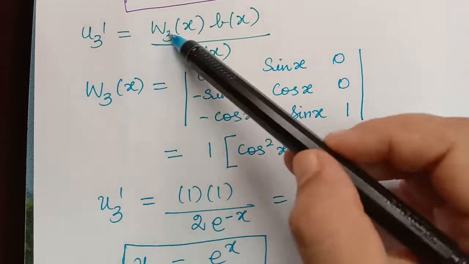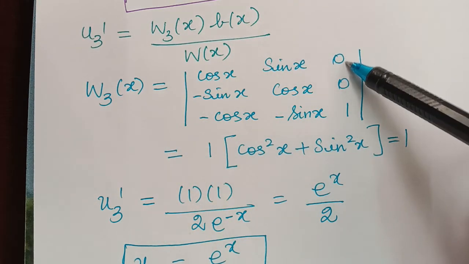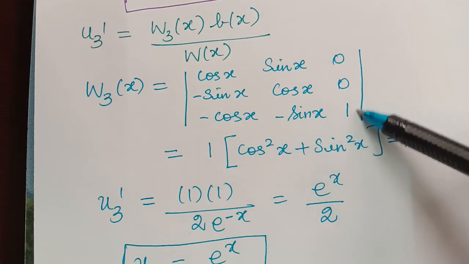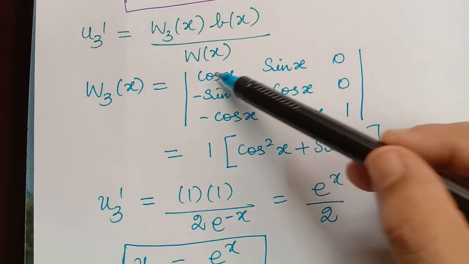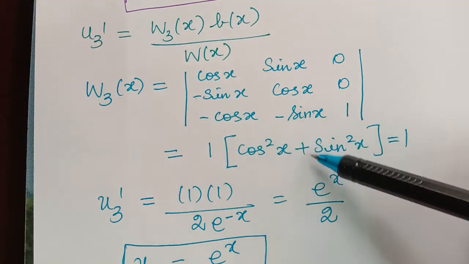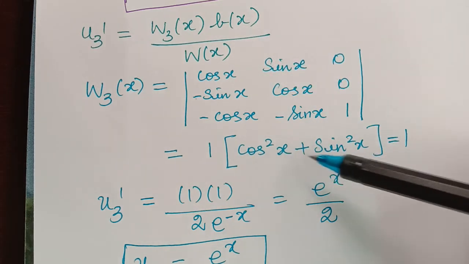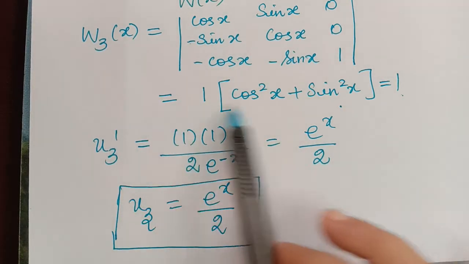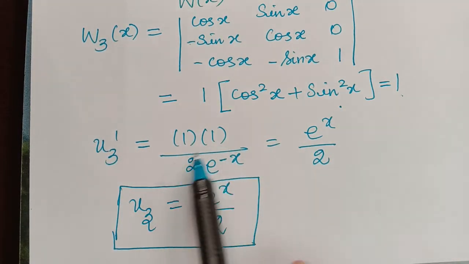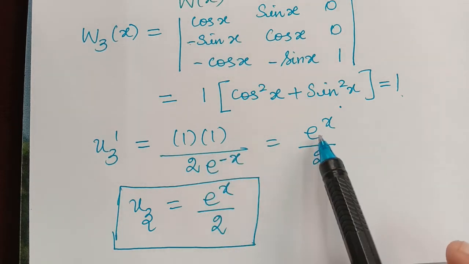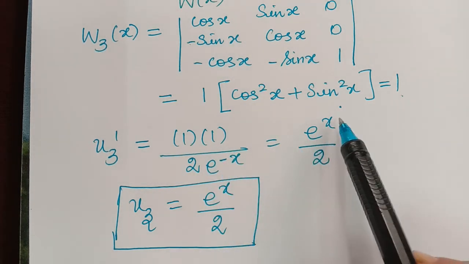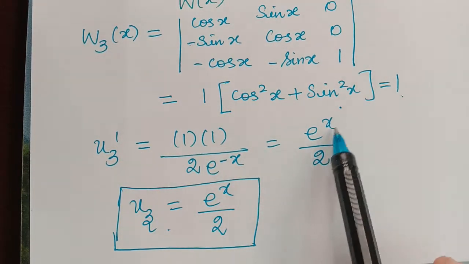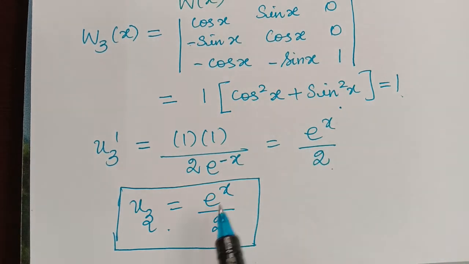In a similar way, we have obtained u3 dash, that is given by this formula, where W3 is the Wronskian with the third column alone taken as 0, 0, 1. So when we expand with respect to this, the sign symbol is positive, so 1 multiplied with this into this, which is cos squared x, minus into minus plus sin x into sin x, sin squared x. So cos squared x plus sin squared x is equal to 1. From this, when we substitute in u3 dash, that is W3 is 1, b is 1, this is the Wronskian W. So this, when taken to the numerator, e power negative x becomes e power x divided by 2. So when we integrate u3 dash, we get u3 which is equal to the integration of e power x, which is e power x only, divided by 2.